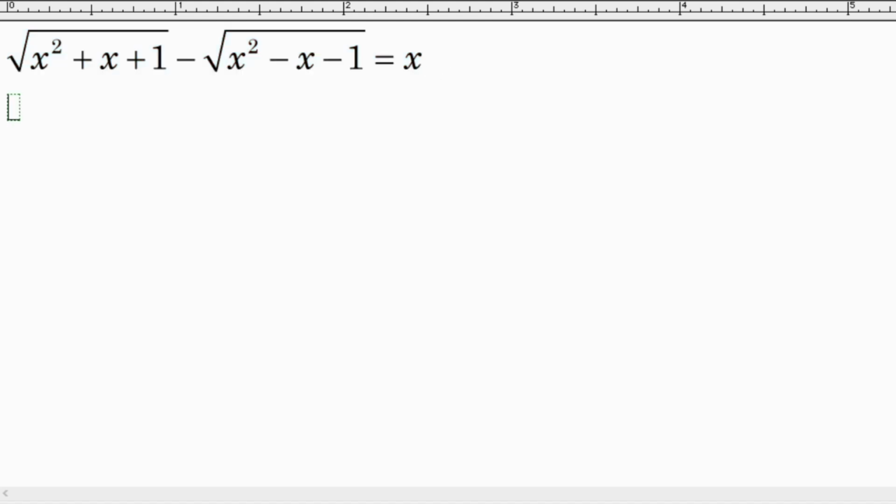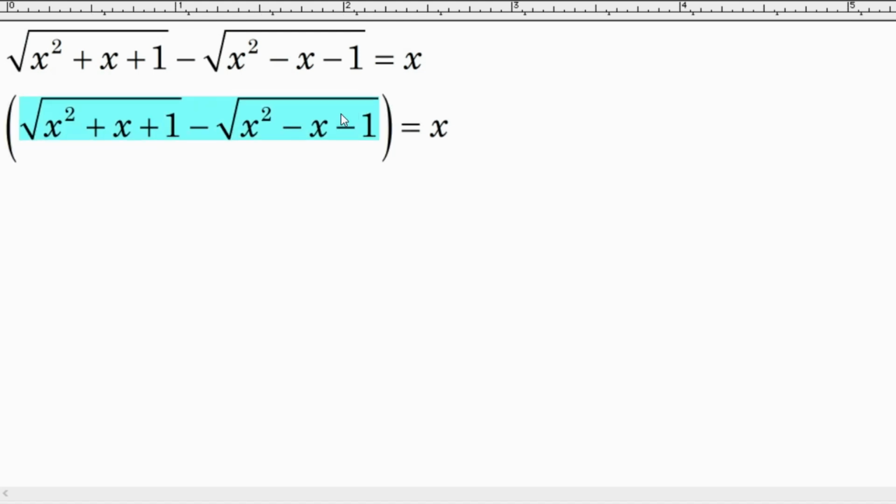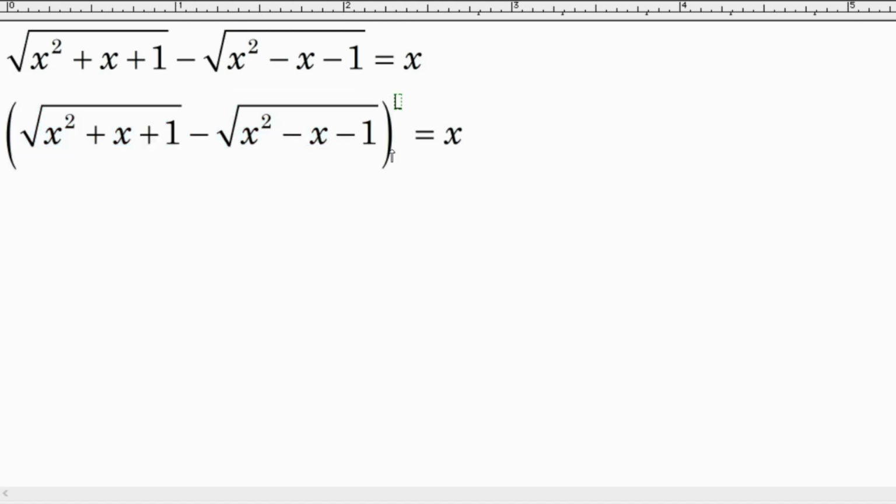So now we have to square both sides of the equation because our purpose is to get rid of the square root. And then the first side of the equation will be raised to square, and the second side of the equation also raised to square. Okay, so now here we have this factor raised to square.